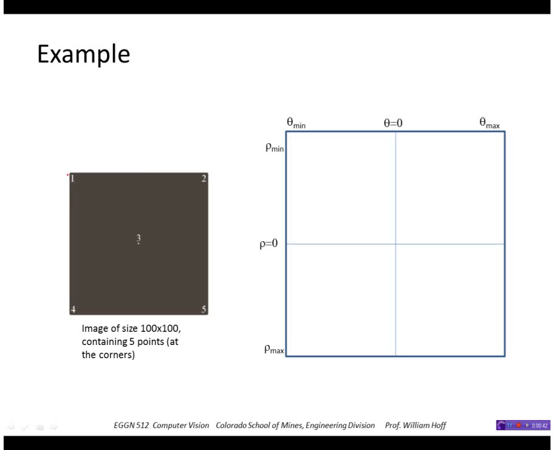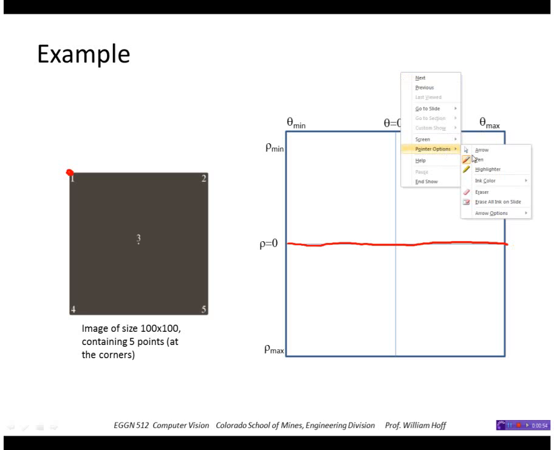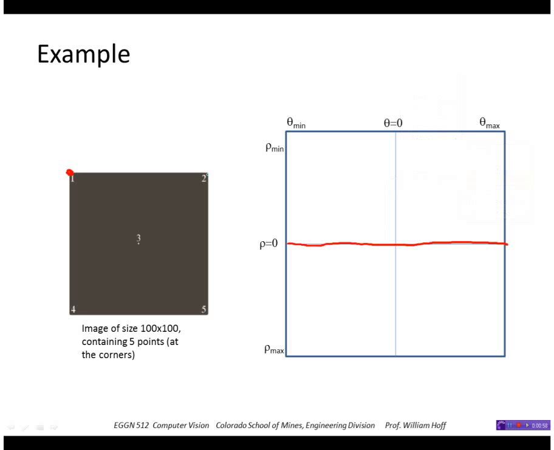So let me draw that in red here. So rho equals zero, and for any value of theta, it's going to have a line in parameter space that looks like this. Let's take point number two. I'll use a different color, green. So let's look at a couple lines that pass through this. One is the vertical line like that. That has a rho that has an angle of 0 degrees and a length of 100.